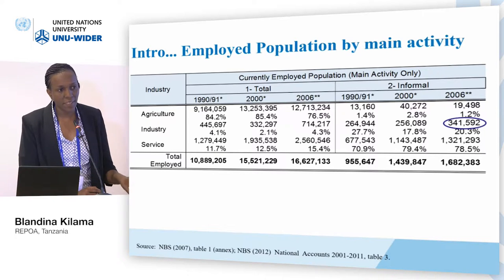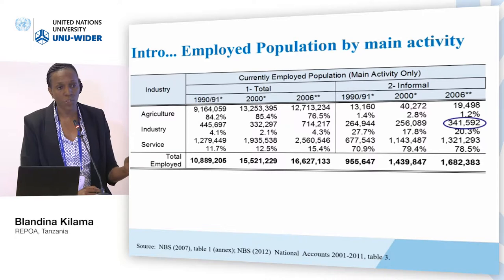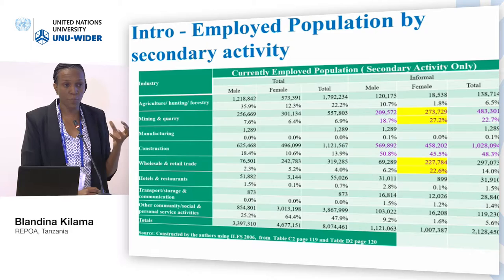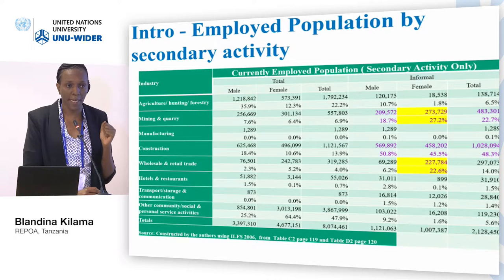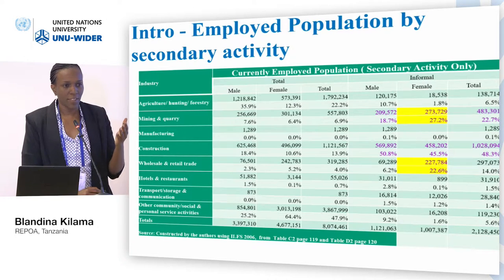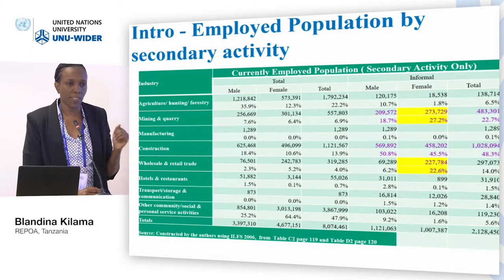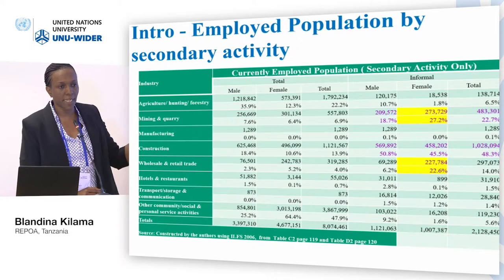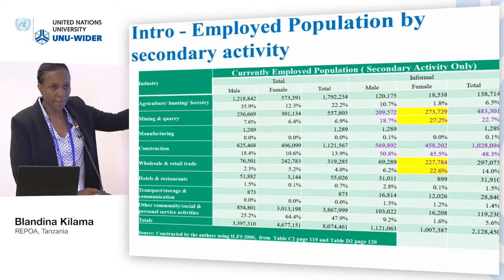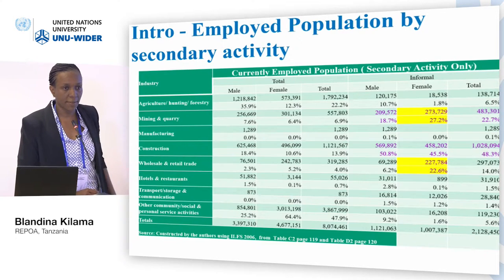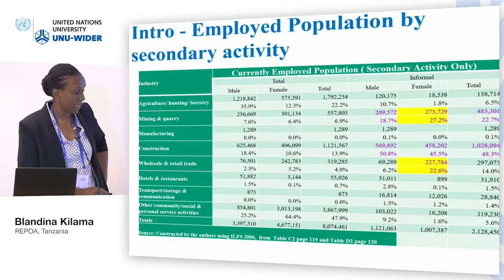By secondary activity, this means the second activity a person does after the first one, whereby the main activity is assumed to be the activity that a person spends more time on. So if I am, let's say, in rural Tanzania, I pick any village, let's say, Nanjilinji, and I spend 6 hours in agriculture, my main activity will be agriculture. But if my other 2 hours I work in any of the sectors that are listed here, then that will be listed as a secondary activity in the integrated labor force survey.